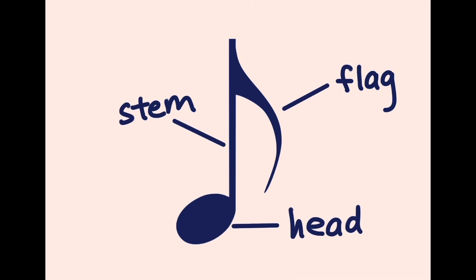Every note has three parts: the note head, the stem, and the flag. Each of these parts can tell you the note value. There are many different notes, and here are some of the ones that are commonly seen in music pieces.